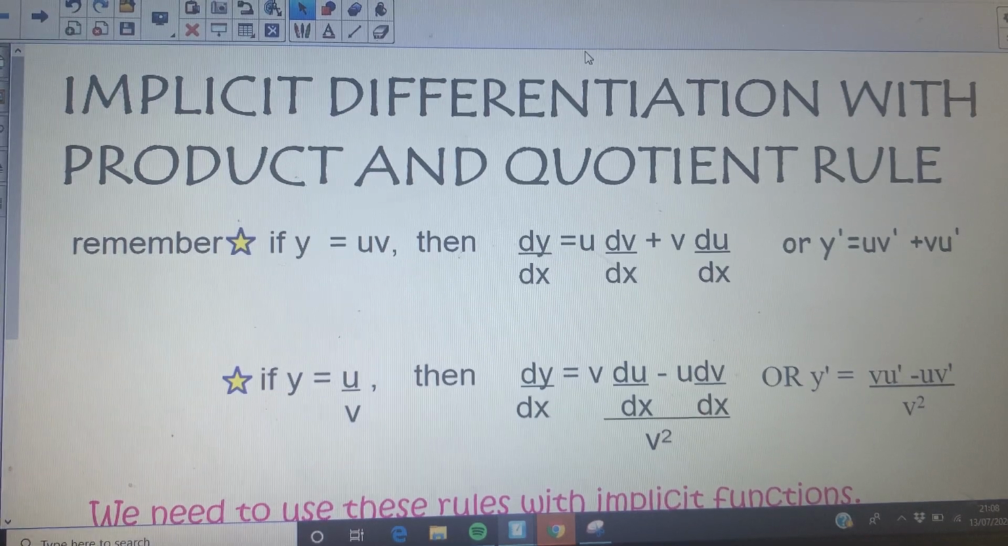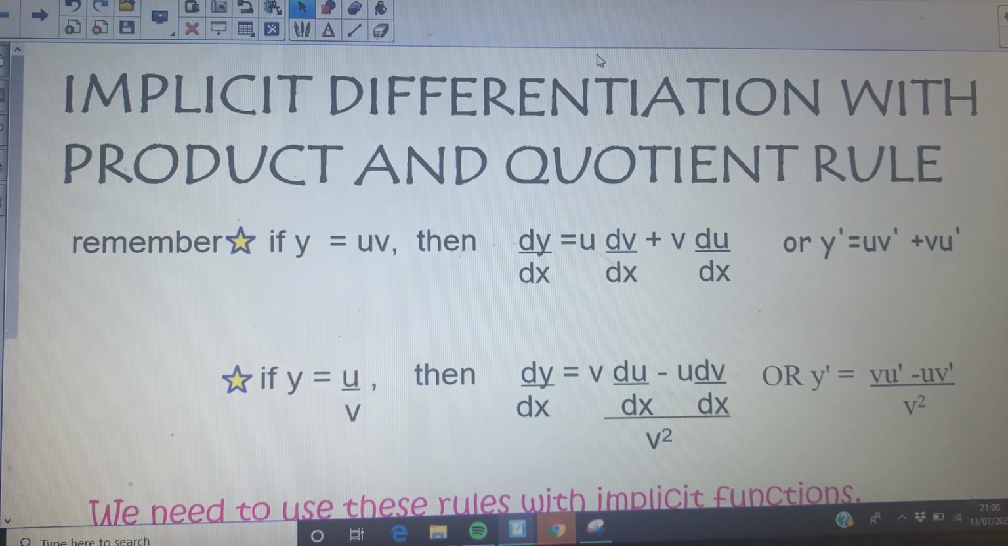Okay, no starter. I think it's quite a big lesson. There's no starter today. So what we're going to look at today, we're going to zoom straight in.